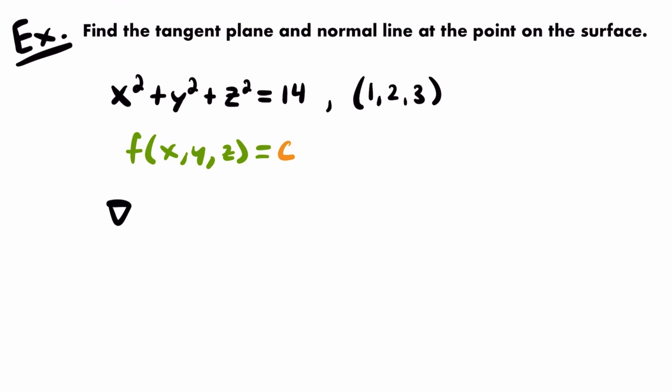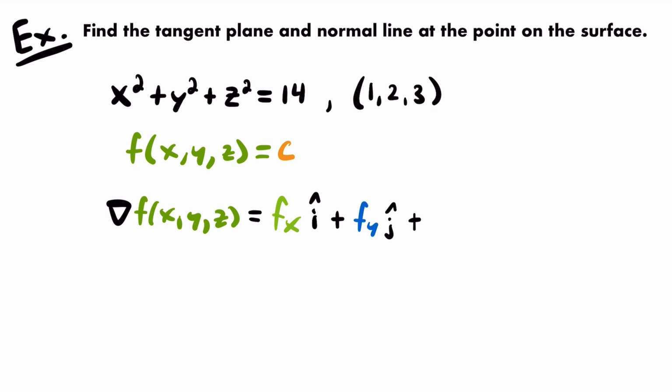The gradient, or del f of x, y, z, will be equal to the partial derivative with respect to x times i plus the partial derivative with respect to y times j plus the partial derivative with respect to z times k. All right, so looking at this function here, if we're going to take a partial with respect to x, there's only one x term, so the derivative of these two terms is 0. So just take the derivative of x squared, and you'll get 2x times i.